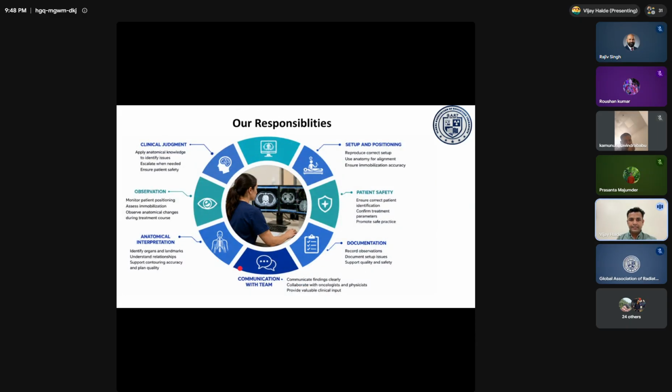So our responsibility is beyond matching, beyond operating the machine. We play a role of clinical judgment. We observe the clinical anatomy. We observe the treatment related changes in the patient's body. We inform them to the doctors. We maintain patient safety also. We document those changes and communicate with the multidisciplinary team. So these are our responsibilities.